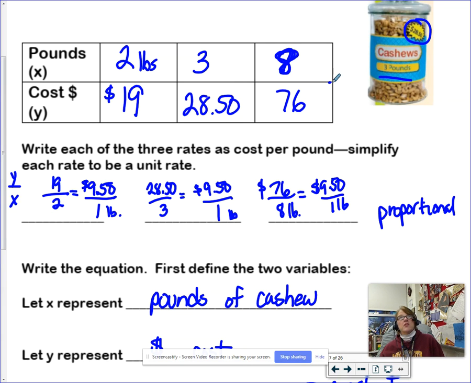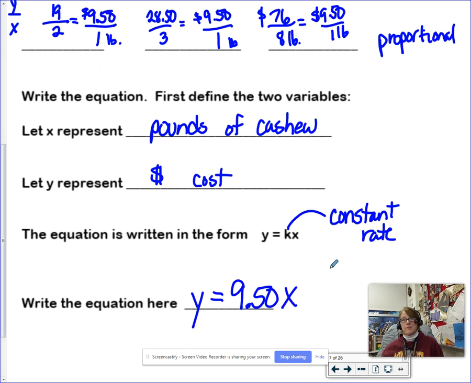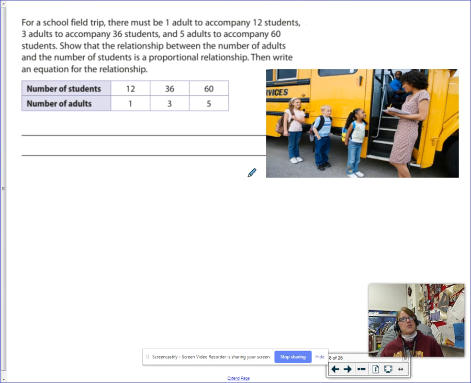So if you wanted to extend this and figure out how much 10 pounds would cost at this constant rate, take 10, multiply by 9.50, $95. You must really like cashews. Holy cow, they're expensive. All right, let's try one.